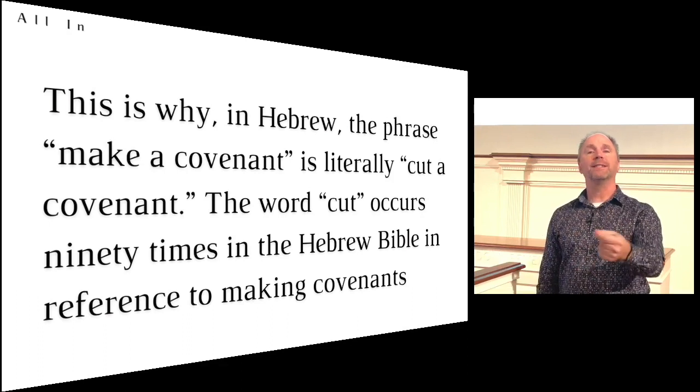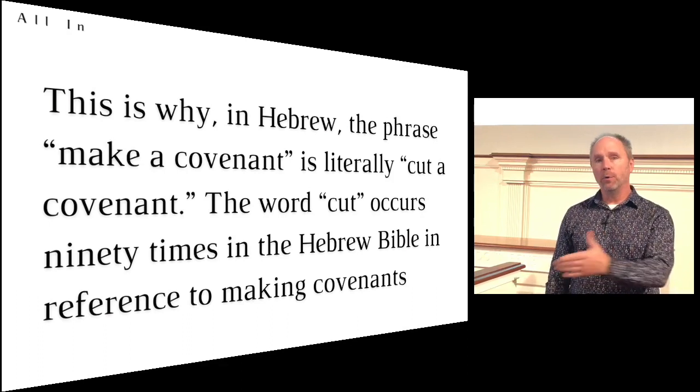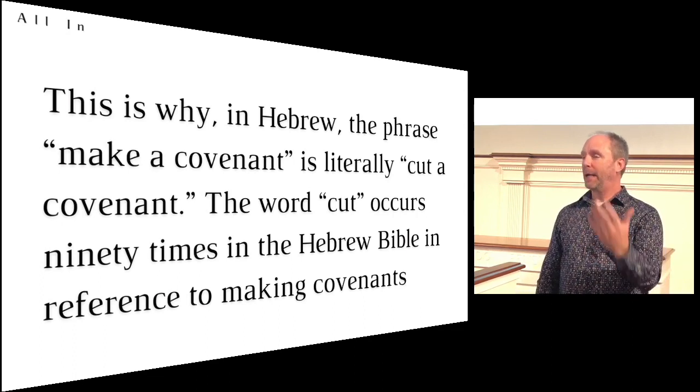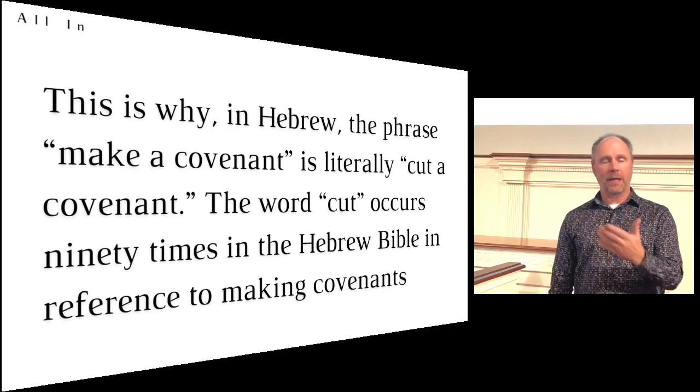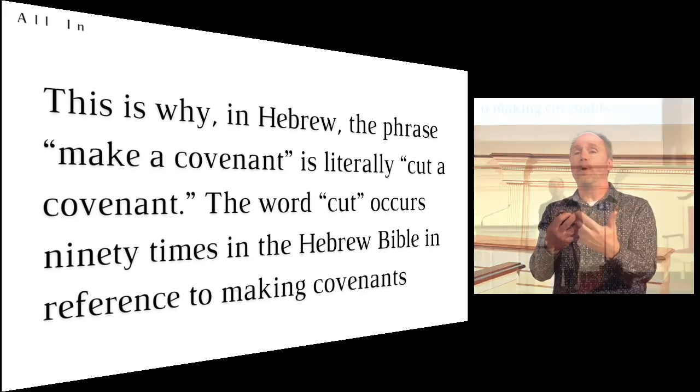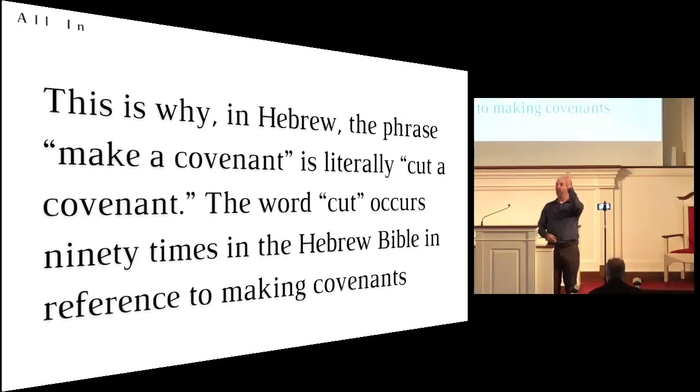The word cut occurs 90 times in our Old Testaments in the Hebrew Bible in reference to making covenants. Because covenants weren't just made. Agreements to enter formally into relationships weren't just made, they were cut. They were accompanied with the killing, the sacrifice of an animal.